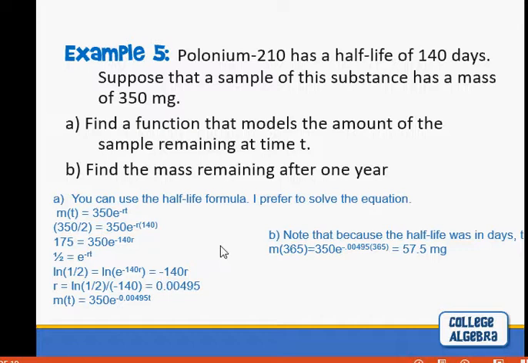Part B, for a year, we can plug in 365 days and evaluate it. So we just punch that number in our calculator, 350 times e to the negative 0.00495 times 365, you get 57.5 milligrams.